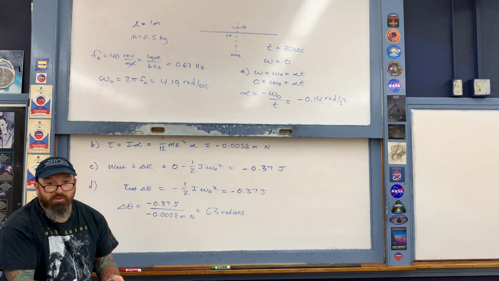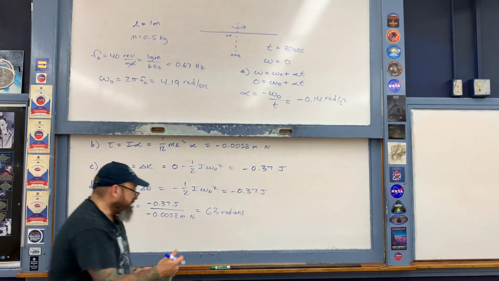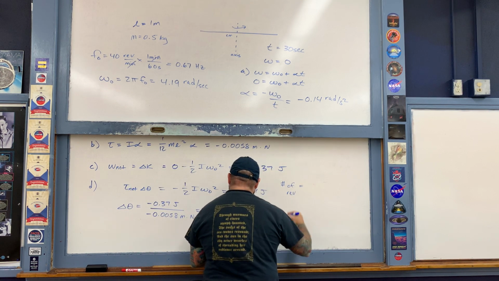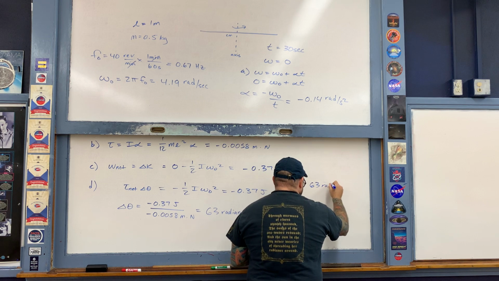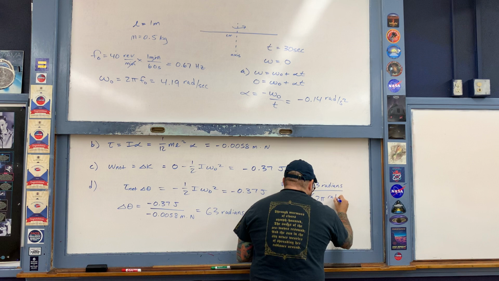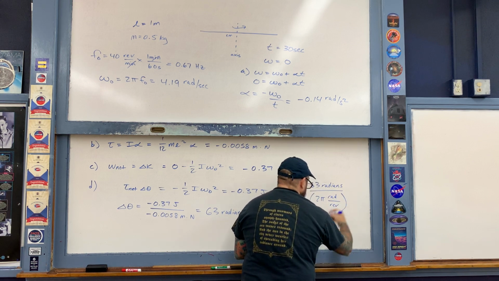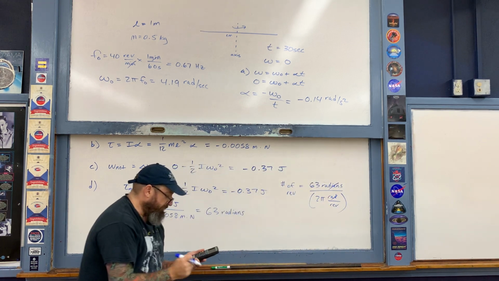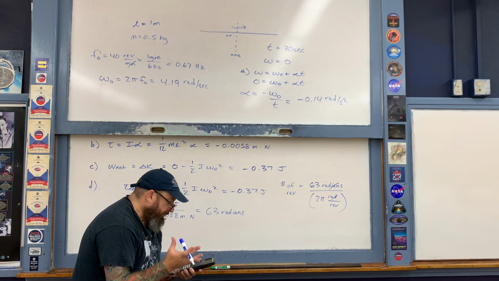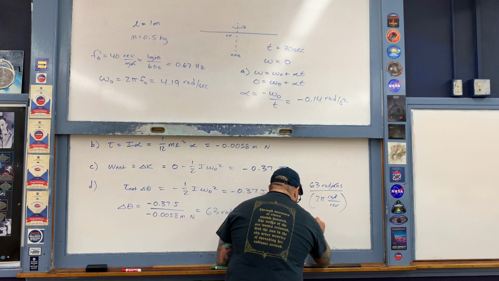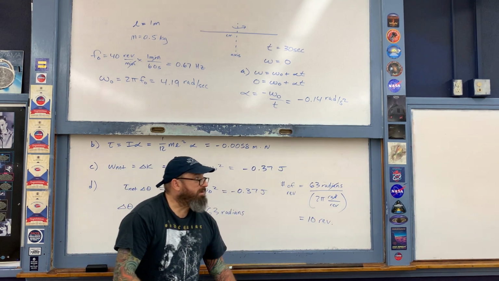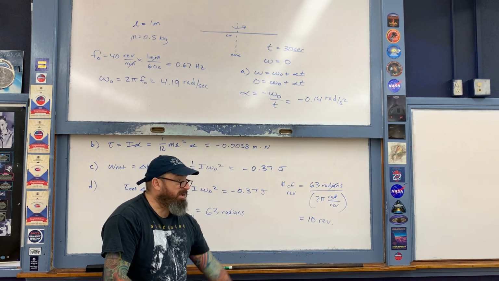Then the number of revolutions made can be found from that. The number of revolutions is going to be 63 radians, and then we divide by 2 pi radians per revolution. Radians cancels, and we end up with number of revolutions. So divide by 2 pi, and that works out to be about 10 revolutions. And then lastly, it's asking us for the average rate at which heat is dissipated.